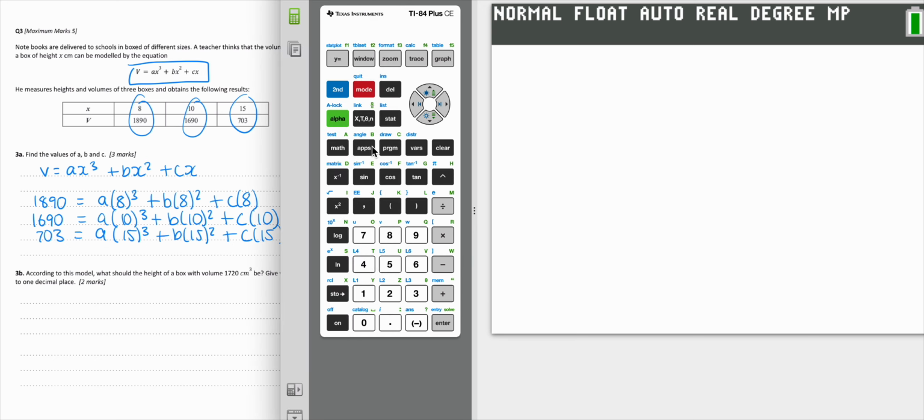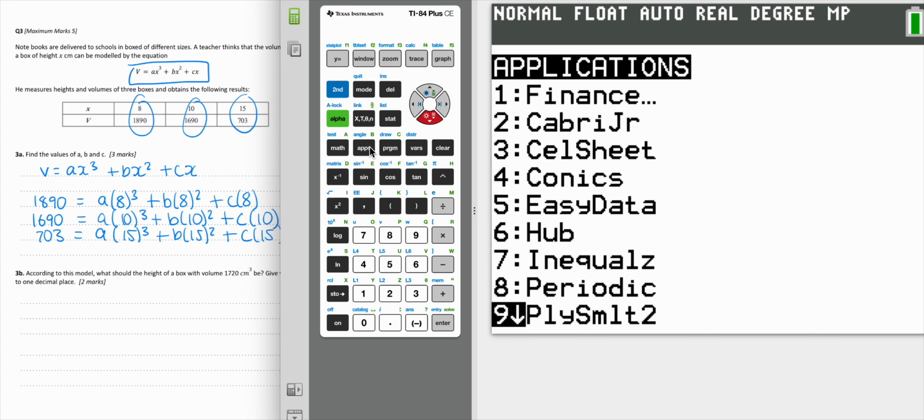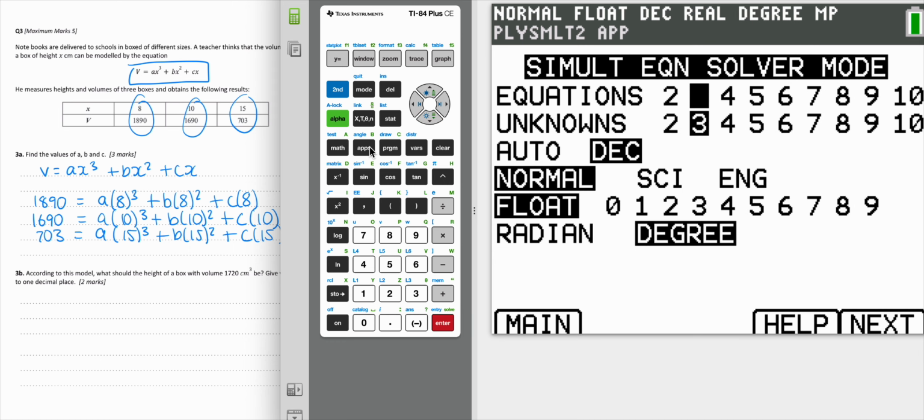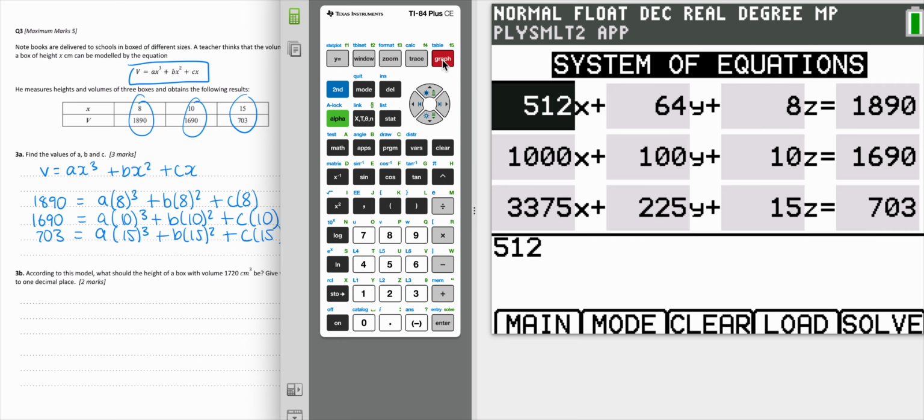So to do that, we're going to go to our calculator, and in apps, we can go down to number 9, Polysimult 2, and we can go to simultaneous equation solver. We have 3 equations and 3 unknowns. So we can go down to next, and next on your calculator is this button here. It's right under the next button. And you can see there that I've typed in the information that we've just calculated. So the first one there is the 1890 is equal to 8 cubed, which is 512, 8 squared, and then 8, and so on with the other 2 equations.